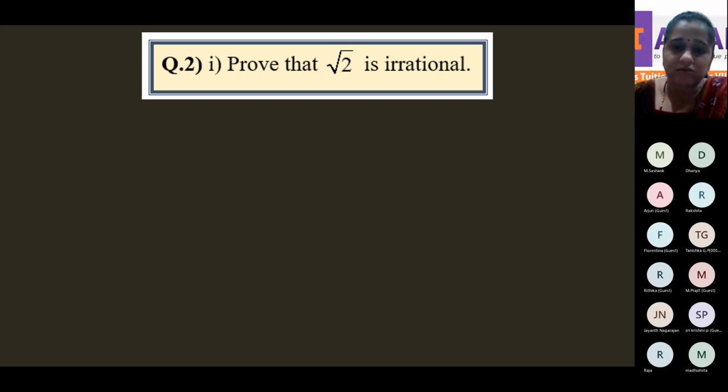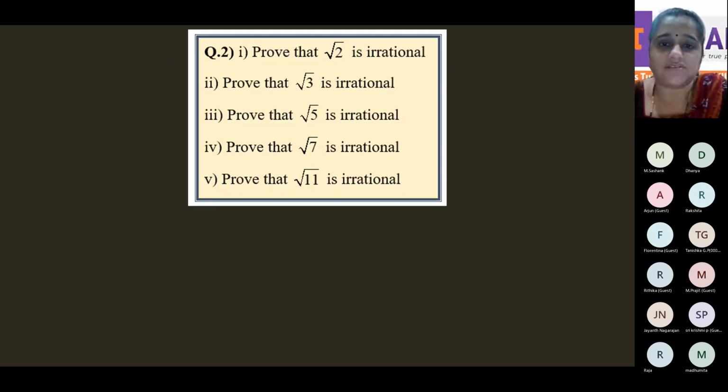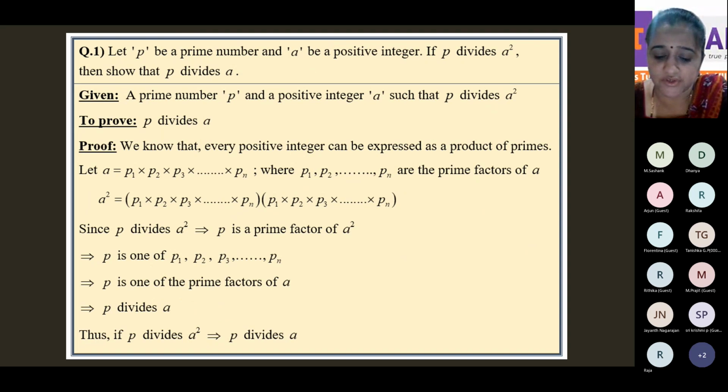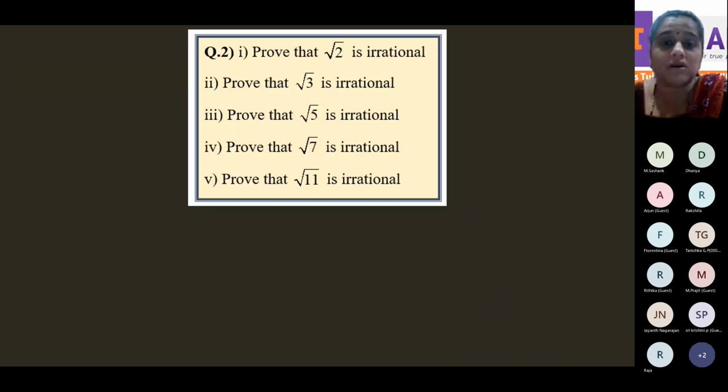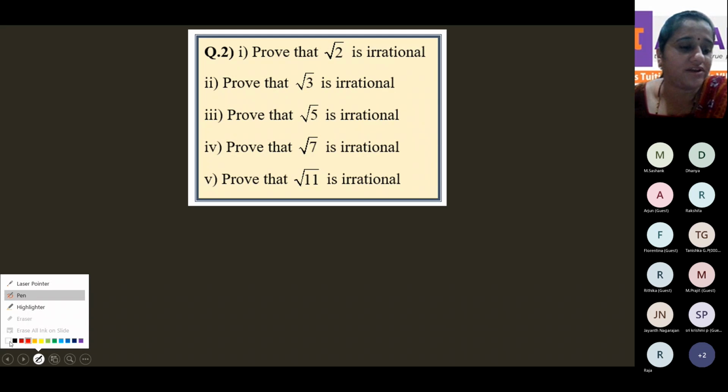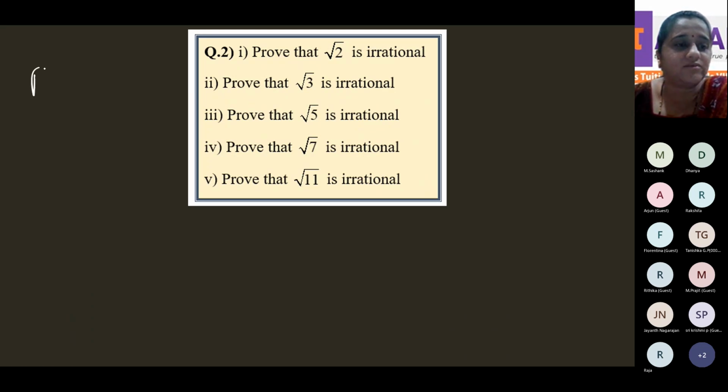All right, so today we are going to see the second part of real numbers, which is proving that root 2, root 3, root 5, root 7, that is root p, where p is a prime number, are irrational numbers by the method of contradiction. Okay, so we call this proof by contradiction.